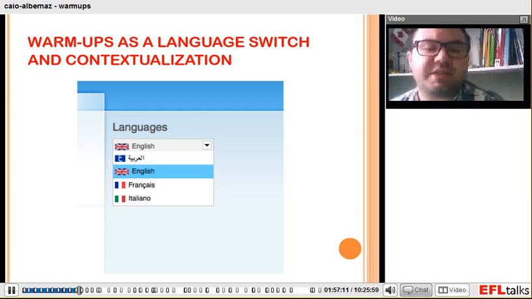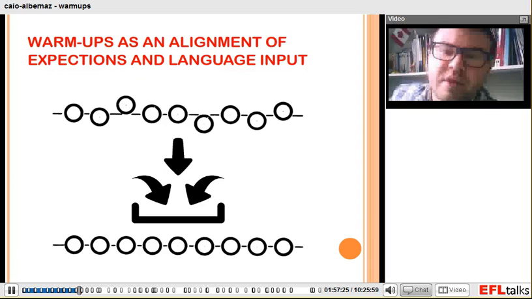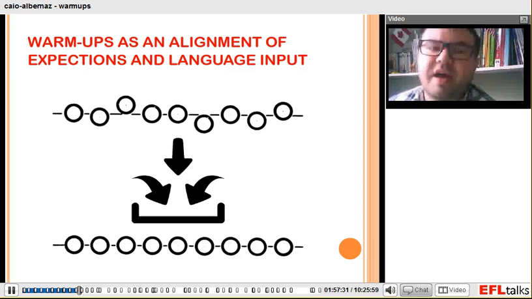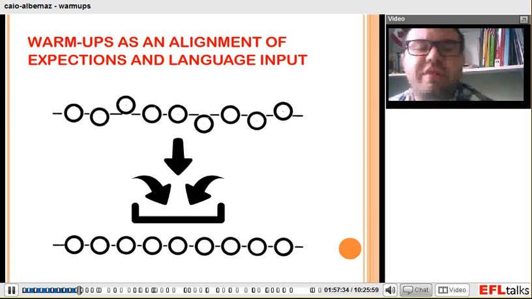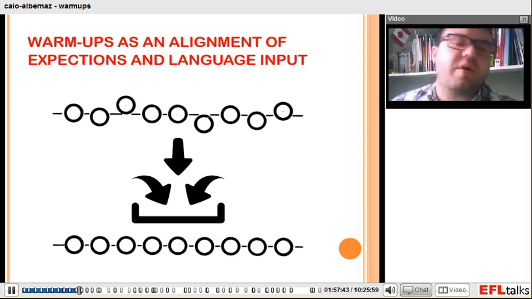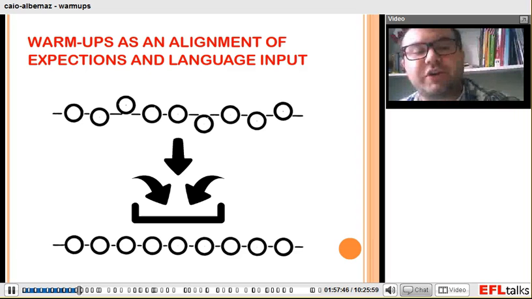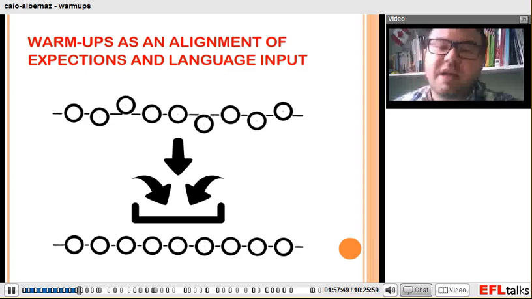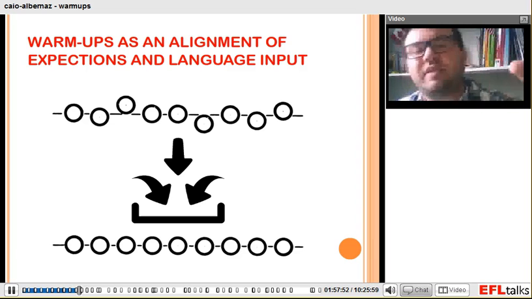I also use it as contextualization, so I don't really need to say what we're going to work on, what topic we're going to cover, because it contextualizes them already. As I said, it's an alignment of expectations as well, because if I do a warm-up about clothes vocabulary, they know they are not going to learn anything else, right? They're not going to learn places in town because the warm-up wasn't about that.